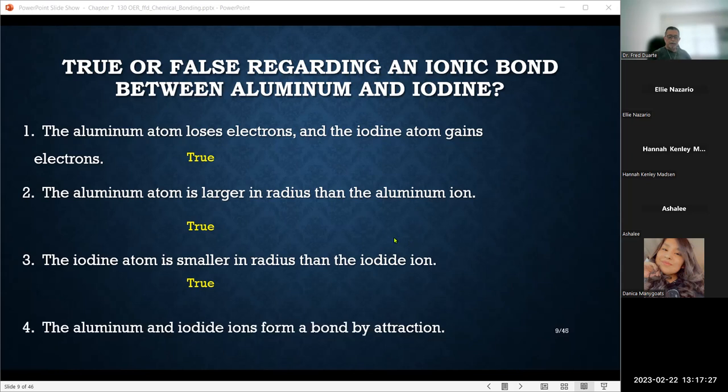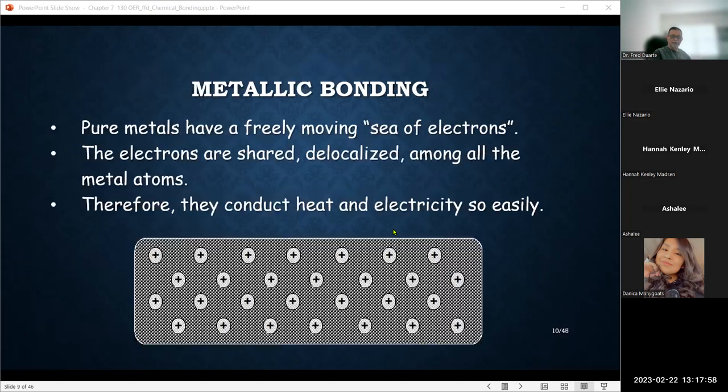And then here, the aluminum and iodide ions form a bond by attraction. What do you guys think? Is that a true statement? Yes. Yes, okay, because we're dealing with an ionic compound, an ionic bond. We've got metal, non-metal, full positive charge, full negative charge. They come together like the magnets that I have here in my hand. No sharing of electrons here.